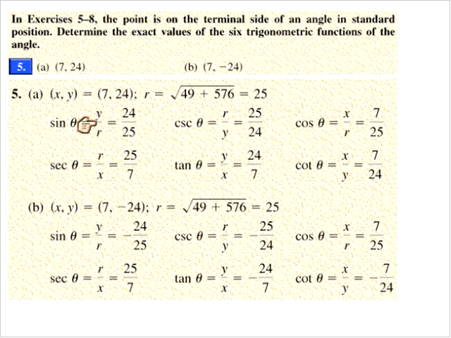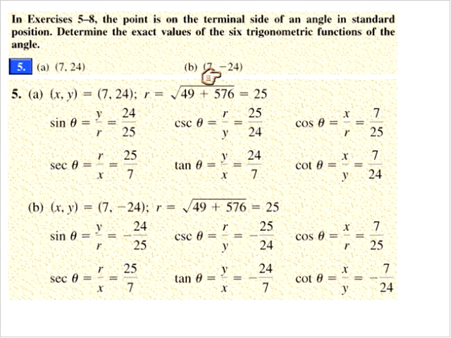So sine is y over r, plus 24 over 25. Cosecant is the reciprocal of that. Cosine is 7 over 25. Secant is the reciprocal of that. Tangent is 24 over 7. Cotangent is the reciprocal of that.